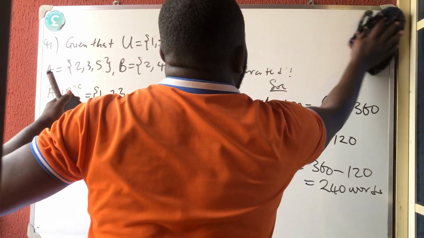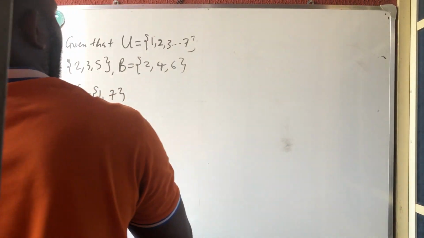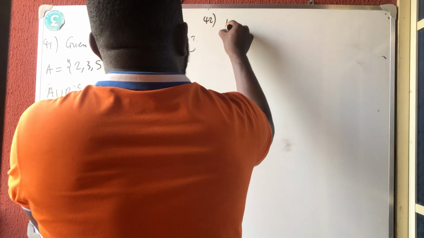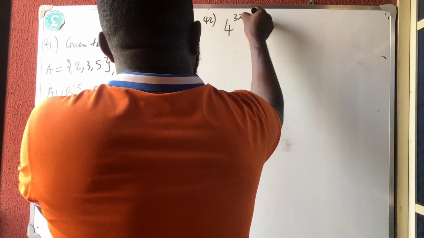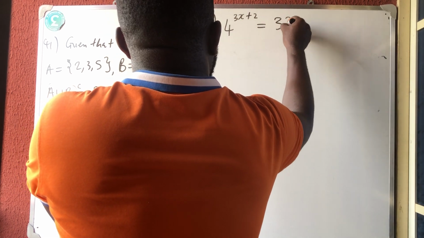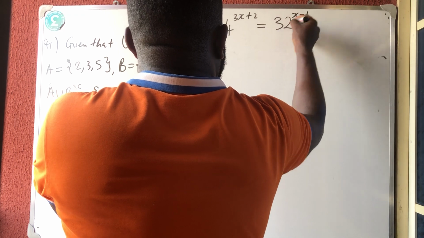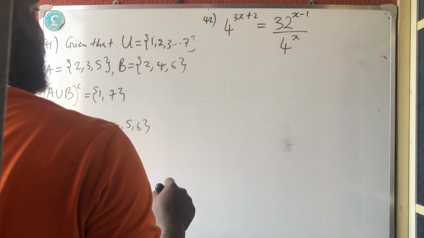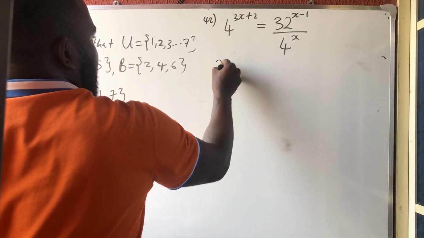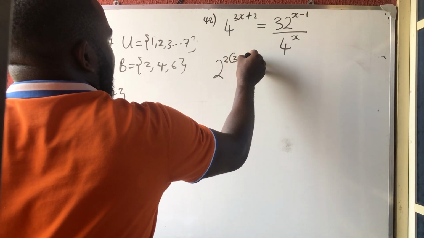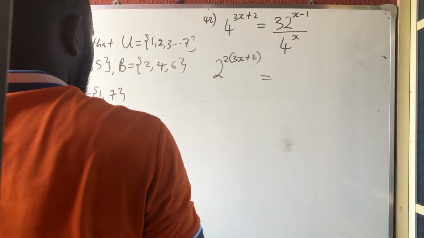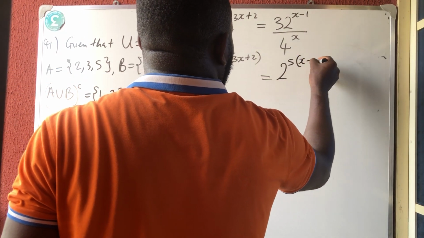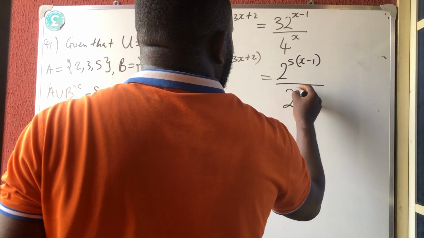Number 42 said we should solve 4 raised to power 3x plus 2 is equal to 32 raised to power, I don't know if that thing is x minus 1, I cannot see it very well, over 4 raised to power x. Let me assume that this is the question. So reduce everybody to base 2. Reducing 4, I'm going to have 2 raised to power 2 bracket 3x plus 2. Reduce 32: 32 is 2 raised to power 5, so 2 raised to power 5 bracket x minus 1, all over. Reduce this one, 2 raised to power 2 bracket x.